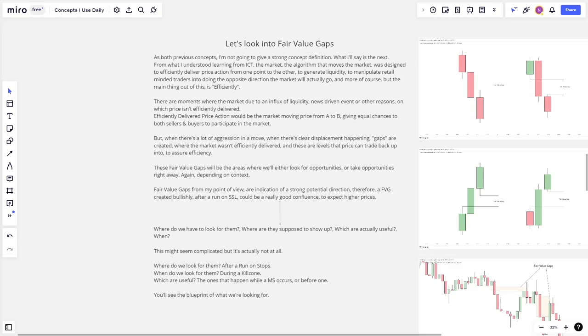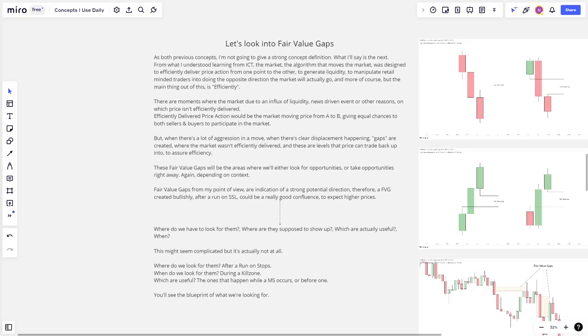So there are moments where the market, due to an influx of liquidity, a news-driven event, or simply other reasons, doesn't deliver price efficiently. Efficiently delivered price action is the market moving from A to B, giving equal chances to both sellers and buyers to participate in the market. But when there's a lot of aggression in a move, when there's clear displacement happening, gaps are created where the market wasn't efficiently delivered. And these are levels that price can trade back up into to restore that efficiency.